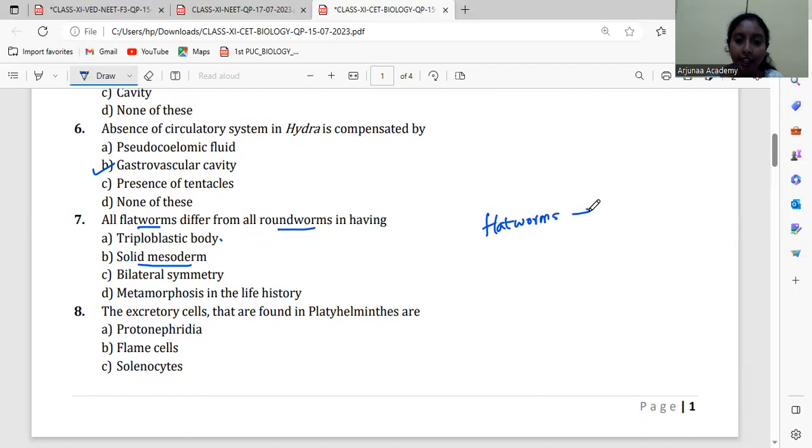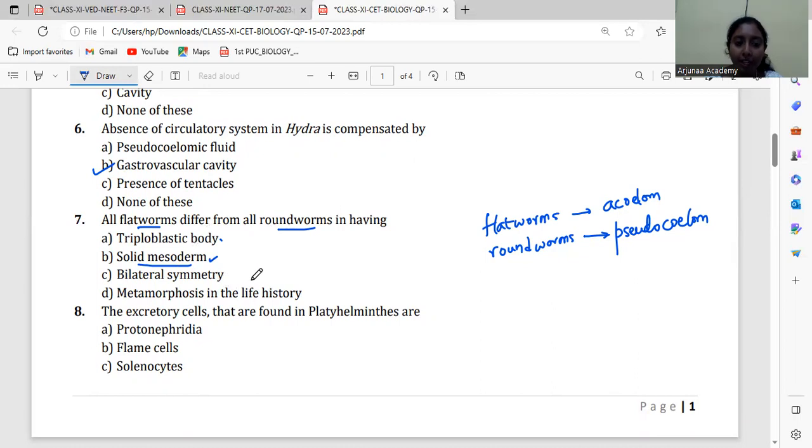In flatworms, they have no coelom. That means they are acoelomates. In roundworms, the kind of coelom they have is pseudocoelom, right? So whenever there is acoelom, there will be a thick mesoderm. The mesoderm will not split. In roundworms, that is in pseudocoelom, there is formation of mesodermal pouches. When the mesodermal pouches are there, then it is not solid, right? So this is one difference.